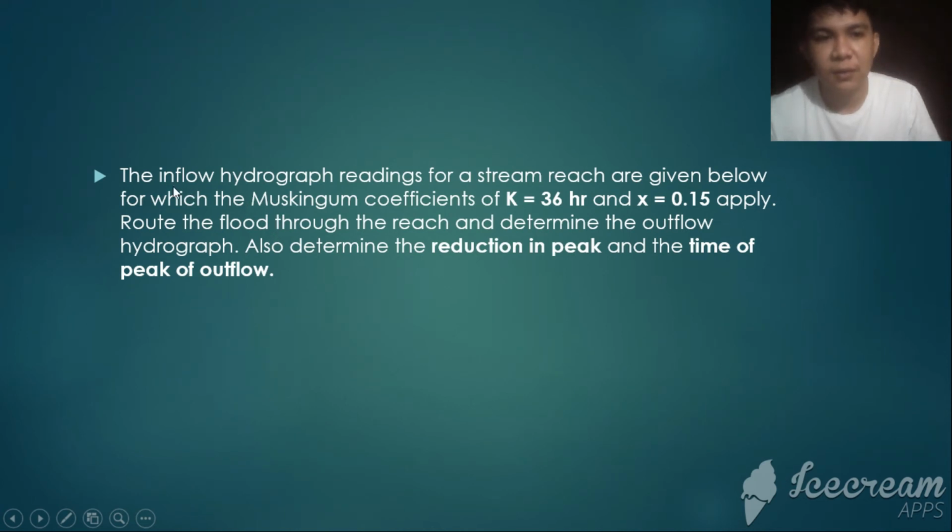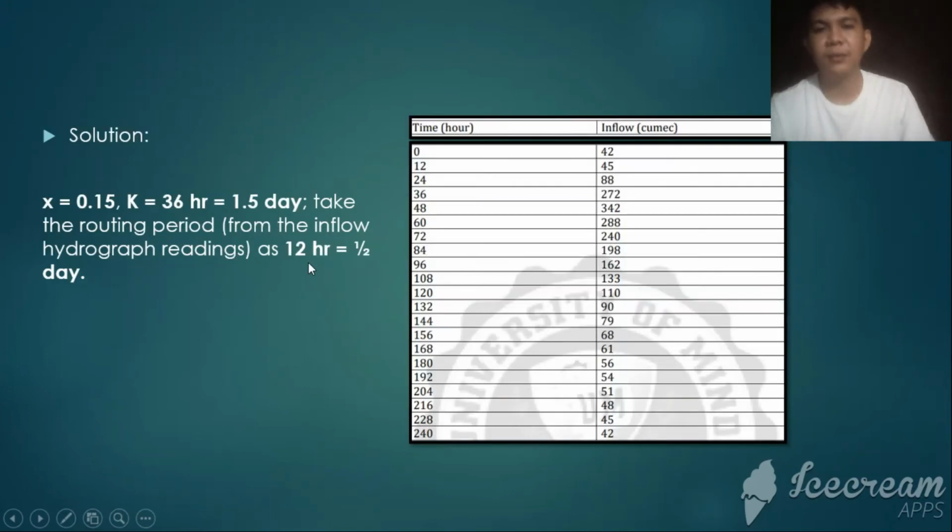The inflow hydrograph readings from a stream are given below, for which the Muskingum coefficients are k is equals to 36 and x equals to 0.15. So, naa na tayo coefficients daan sa Muskingum na k ug x given. Apply route the flood through a reach and determine the outflow hydrograph. Also determine the reduction peak and the time of peak outflow.